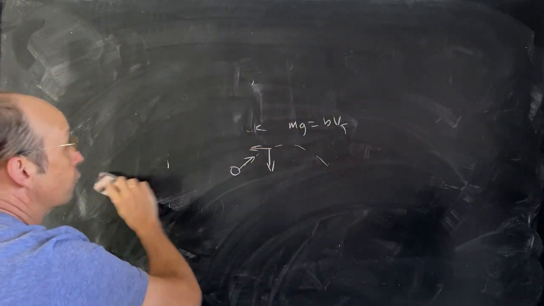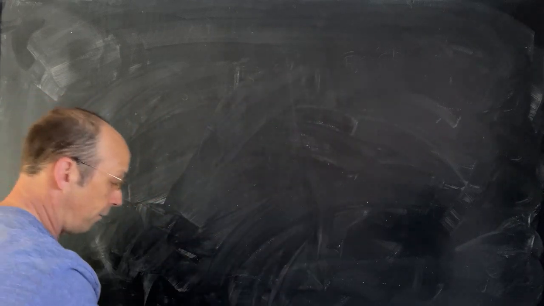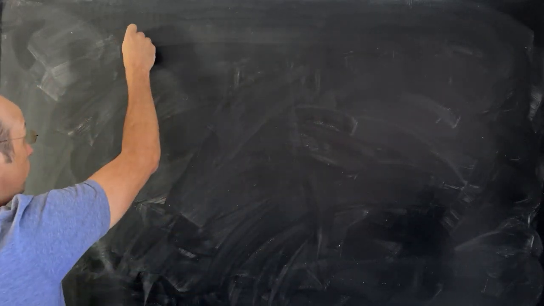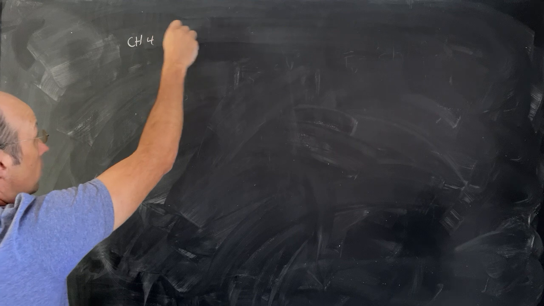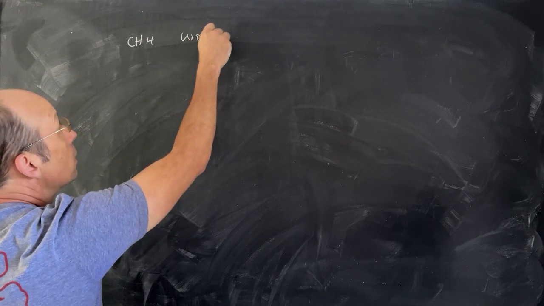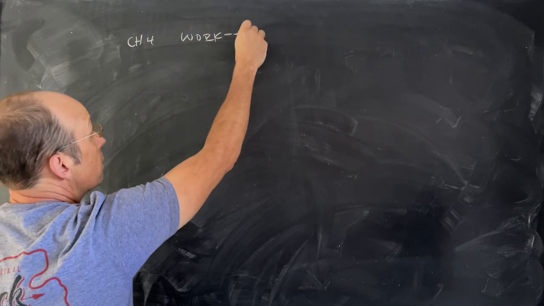because we can do things that we didn't do in our intro physics course for the freshman level. So we have chapter 4, work, energy.